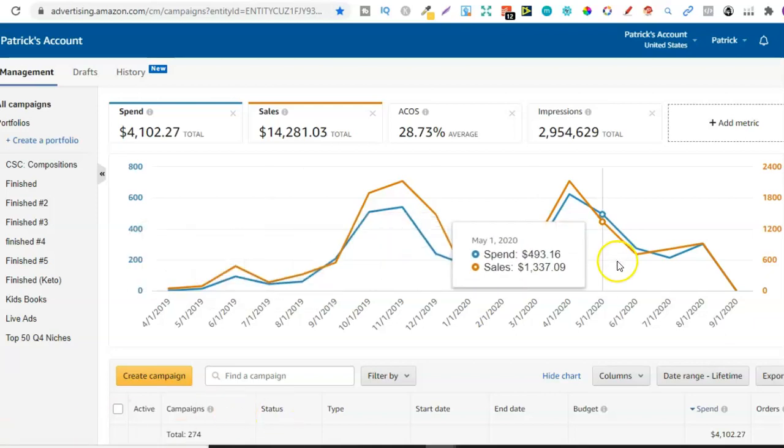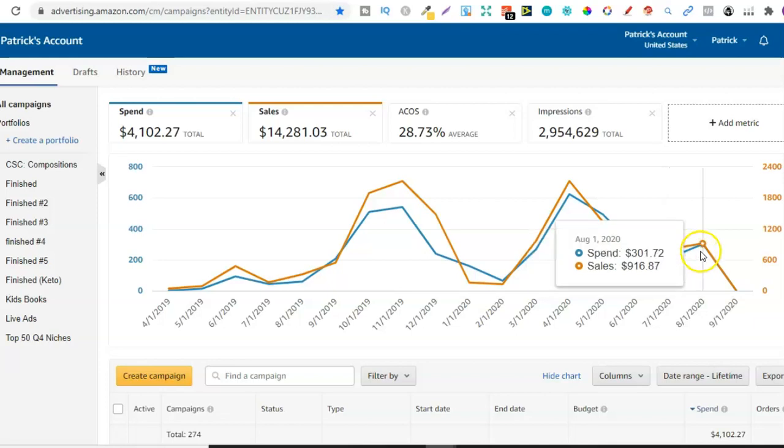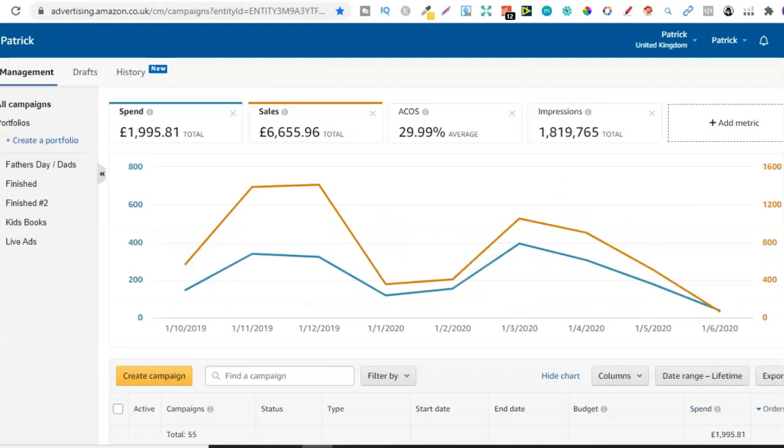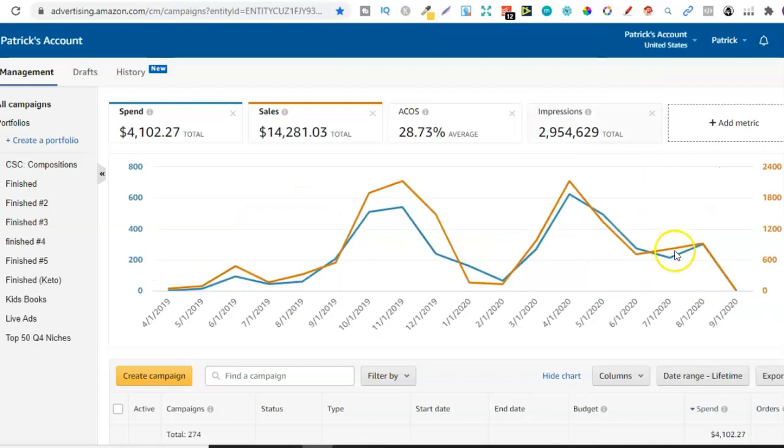So for the month of August, if we go here, so that's July, August. So I spent $301.72. And then if we go over to my amazon.co.uk advertising account, we can see just here that I actually stopped running ads in June here in the UK because I just want to focus more on the US as they get so much traffic. So nothing spent here in the UK. So $301 spent here, not here, spent in the US, $301.72.